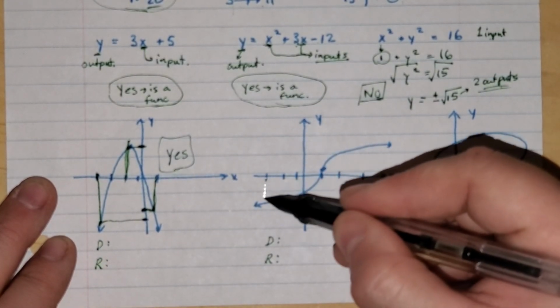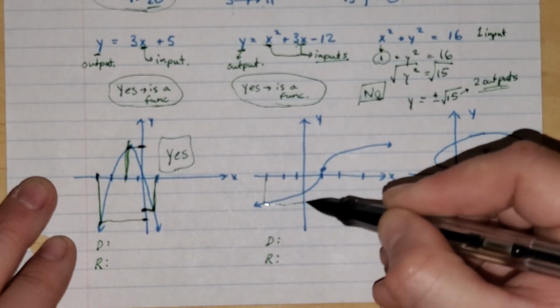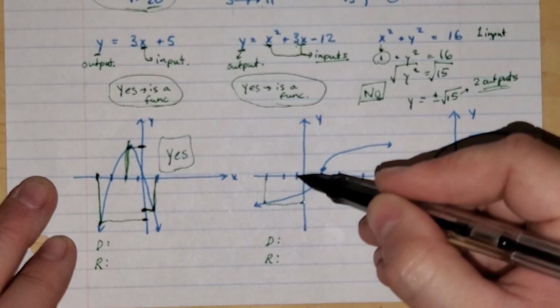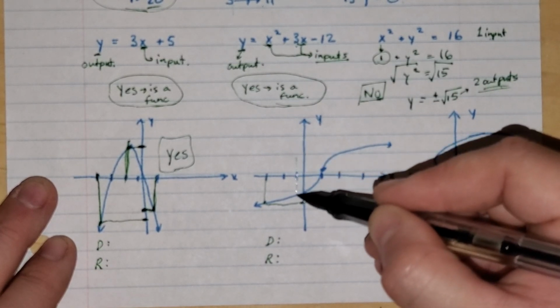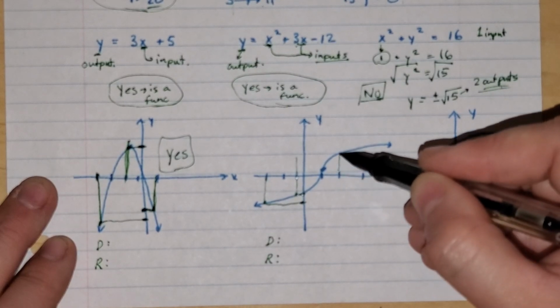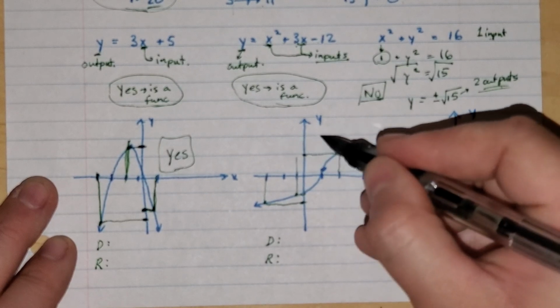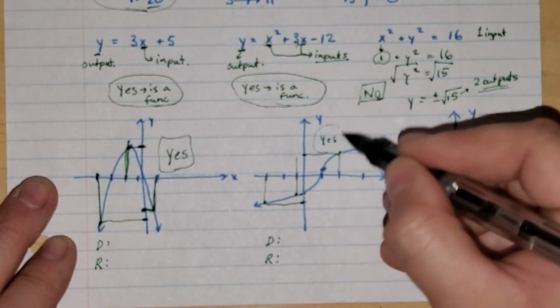Same thing here. X value, draw a vertical line, go over horizontally. What do we get? 1 y value. Draw a vertical line, hit our function, 1 y value, right? And that's called the vertical line test. Yes, this is a function.